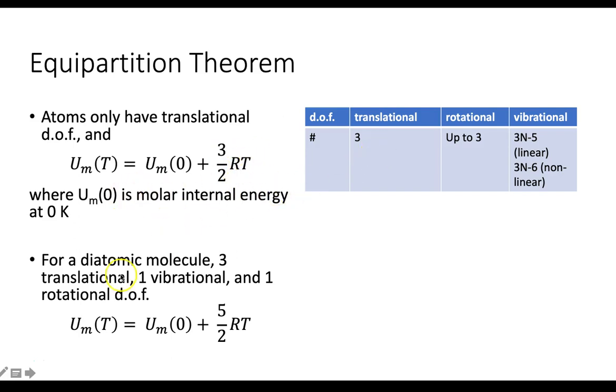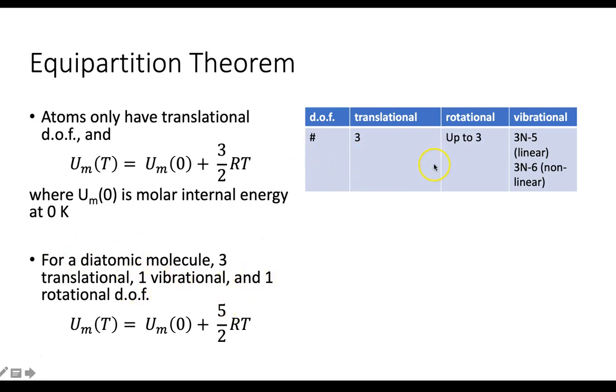And then it's going to have kinetic energy of 3/2 RT, depending on the temperature, right? And if we have a diatomic molecule, we can assign the same. So our internal energy at a particular temperature is the 0 Kelvin internal energy plus 5/2 RT. A diatomic molecule has 1 vibration, so we have 1 bond that can stretch. And then we end up having 1 moment of inertia in a diatomic molecule.